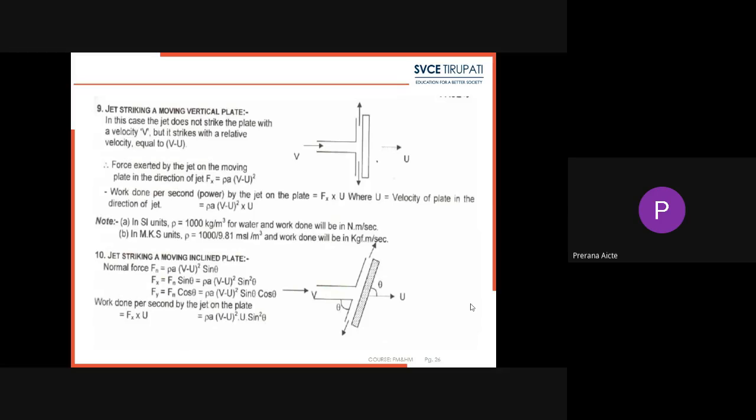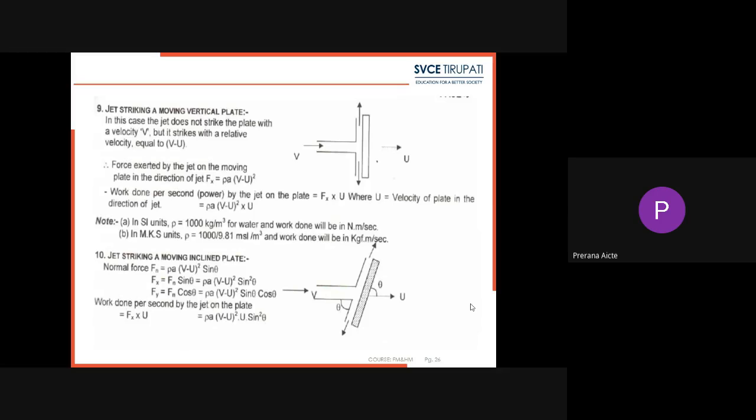Therefore, the force exerted by the jet on a moving plate in the direction of the jet, Fx, is given as rho a into (v minus u) whole square. The work done per second by the jet on the plate is Fx into u. Here u is the velocity of the plate in the direction of the jet. So we can write the work done as rho a into (v minus u) whole square into u.